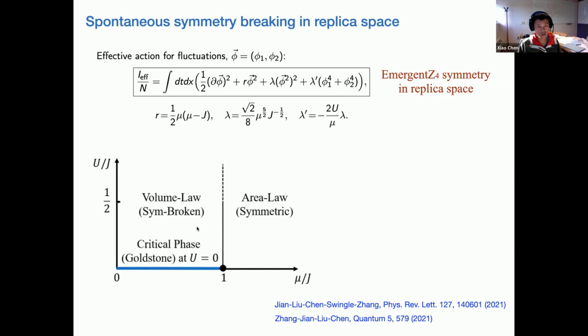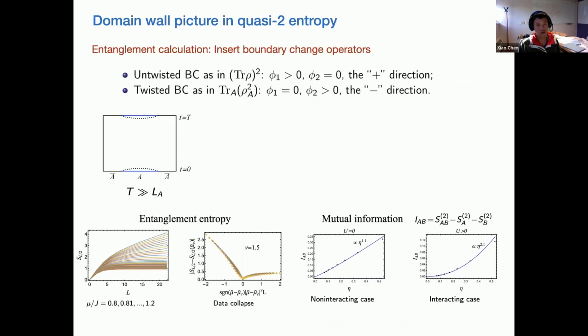When U is non-zero, there's a volume-law to area-law transition. When the ratio U over J is smaller than 1/2, it's a second order transition, while for U over J larger than 1/2, it shows that in this model it's a first order transition. Anyway, there is a volume-law to area-law phase transition. In this case, the entanglement entropy corresponds to inserting some boundary changing operators on the boundary. Basically, we compute the energy change after inserting some twist operators on the boundary.